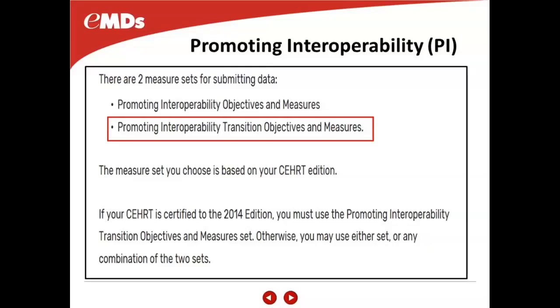Currently, we are on the 2014 edition, and will be through the end of the year for your reporting purposes. So the reporting that you're going to be looking at is the Promoting Interoperability transition objectives and measures. The one up above, where you're noticing just the objectives and measures, is towards the 2015 certification, so there are measures that you don't need to report on with the 2014. Right now, we are at the 2014 certification, and that is what you'll be reporting on.